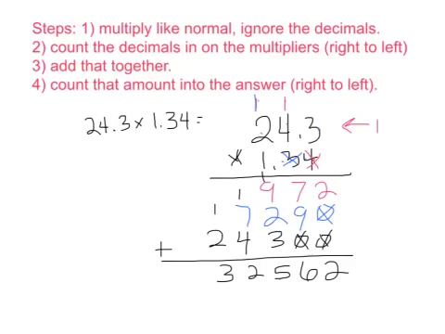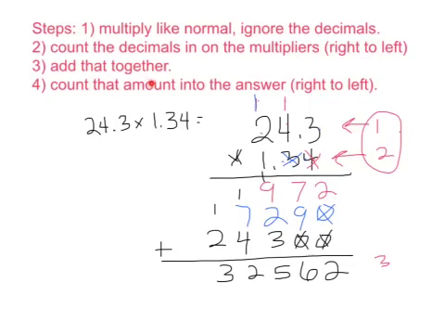Then I count here, how many numbers did I go across to get to the decimal here? And I went across 2 numbers to get to the decimal, so I put 2. And that's step 2. Now I'm on step 3. Add that together. So I'm adding those 2 together. 1 plus 2 is a 3. So I'm going to put a 3 down here just to tell myself how many decimals I go in.